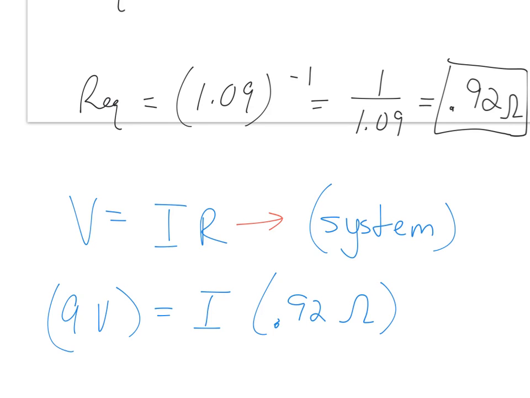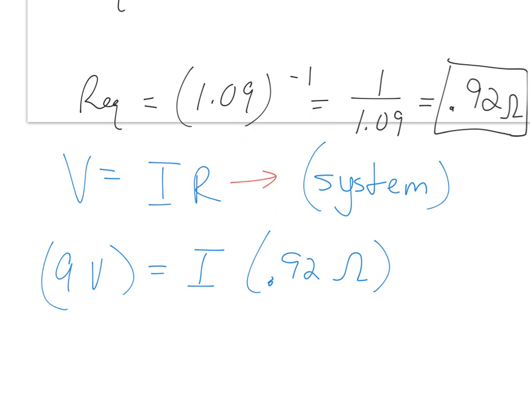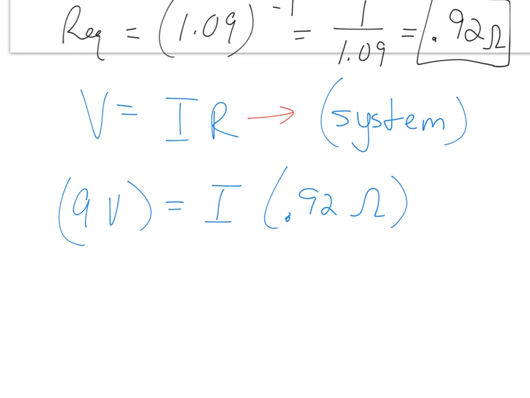I'm looking at Ohm's law for the overall system. The overall voltage is 9 volts. The overall resistance is 0.92. For the current, what do you get? What do you get for a current here? Simple math, right?